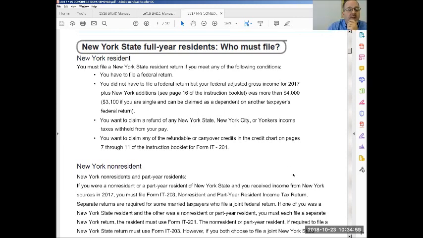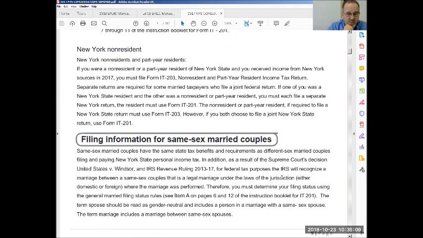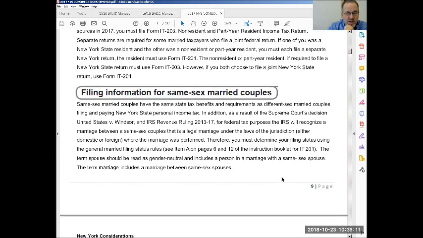Okay. All right. Non-residents, that's the IT-203. So, you know, if we're not residents or we're splitting or moved in, there's some things that we'll do there.